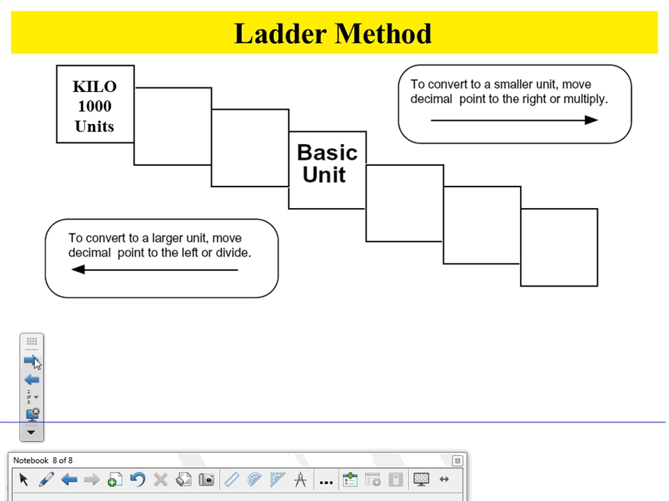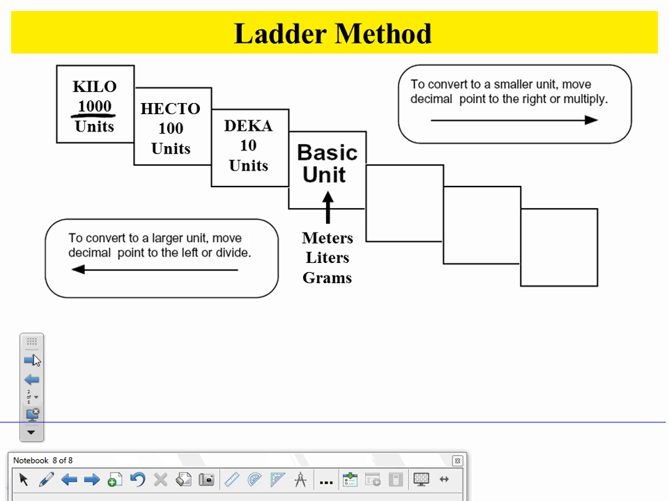So you've got kilometers. Okay, you're multiplying, that's 1,000 times bigger than the base unit. Hectometer is 100. We're not going to use hectometers much. Deca is 10 times. So you're writing these 3 items in the boxes. And then we have our base unit. We're working mostly in meters right now. Liters, as we have mentioned, is for volume, and grams is for mass.